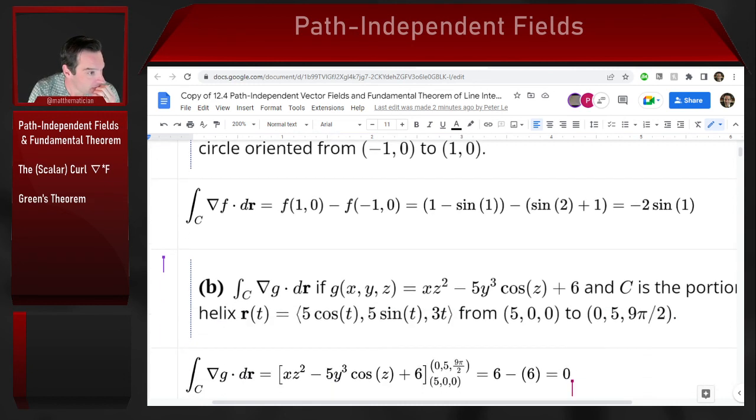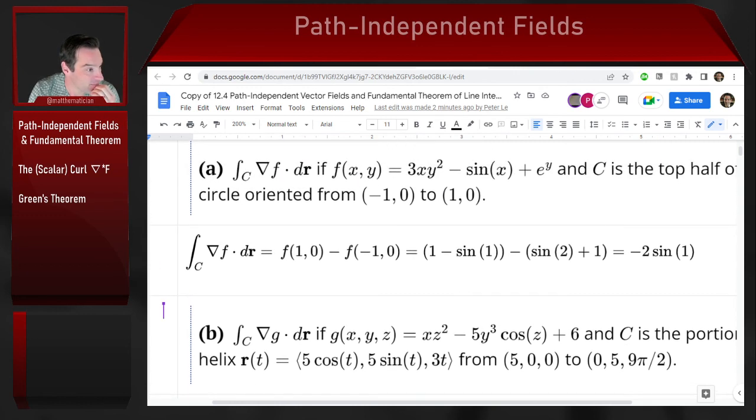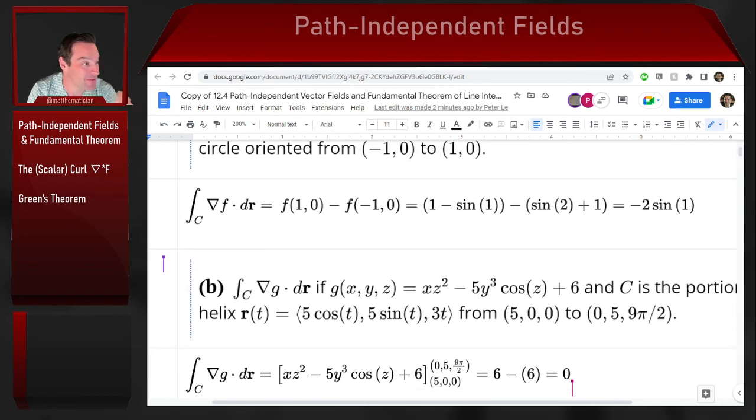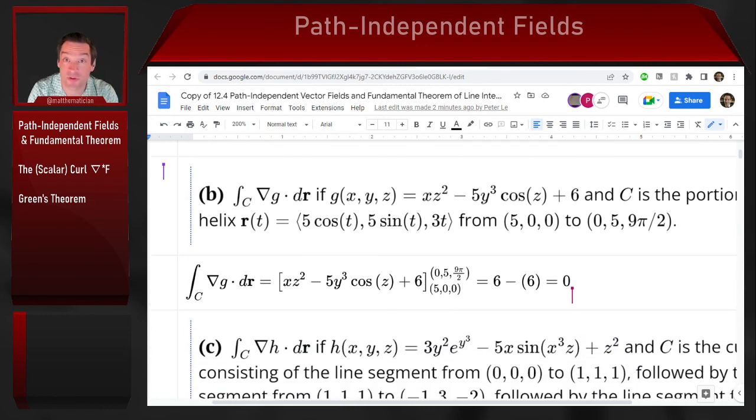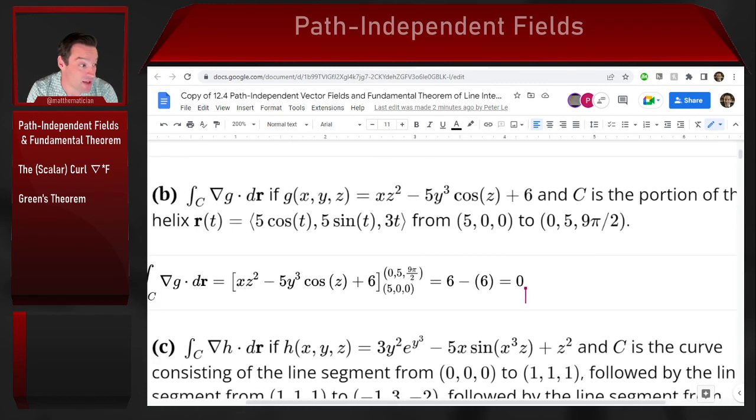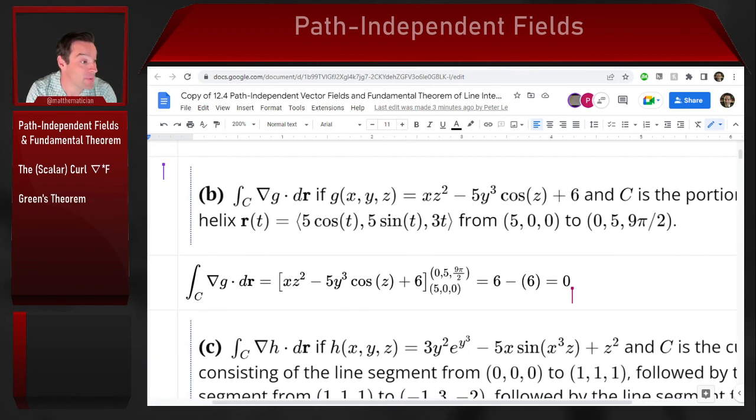I think there's maybe an algebra issue with this evaluation here. Sine of 1 minus the sine of 2 is not the same thing as minus the sine of 1. But anyway, we'll bypass that for just a moment. And then the second example here was the same deal, just with a function of 3 variables, a scalar potential function of 3 variables, evaluated at the ending point, subtract the evaluation at the starting point. And so it didn't matter that C was a helix. It didn't matter how we got from point A to point B. It only mattered that we got from point A to point B and evaluated the scalar potential function at those 2 points.